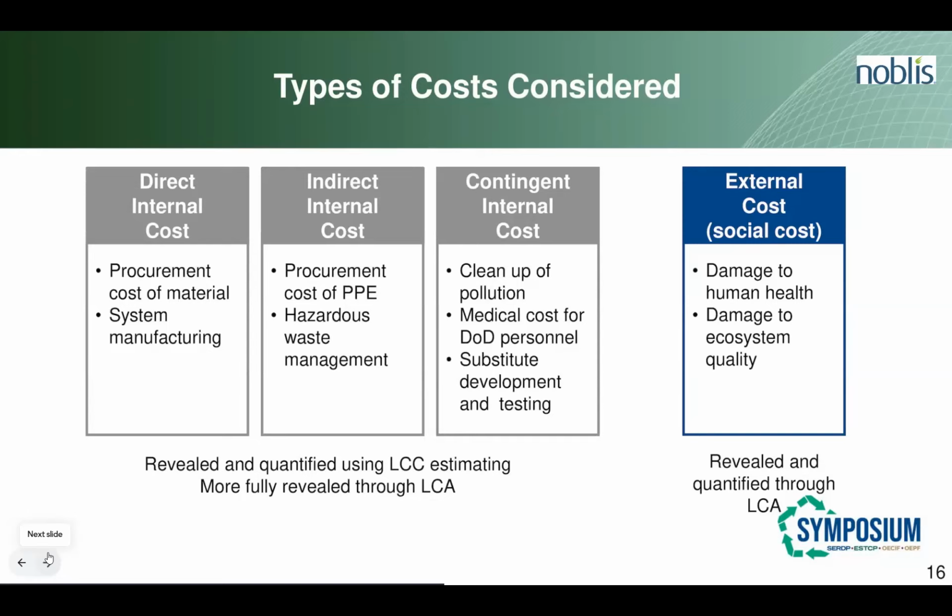Then we have a type of costs that are called contingent, and these are probabilistic. They are sort of anticipated, but not necessarily realized. So cleaning up pollution. If someone had done an LCA of a PFAS and non-PFAS alternative, perhaps someone would have said the cleanup costs for PFAS are just too much. Let's use something else. But we mentioned healthcare costs, so there's medical costs. You're certainly not paying for that, but DoD is.